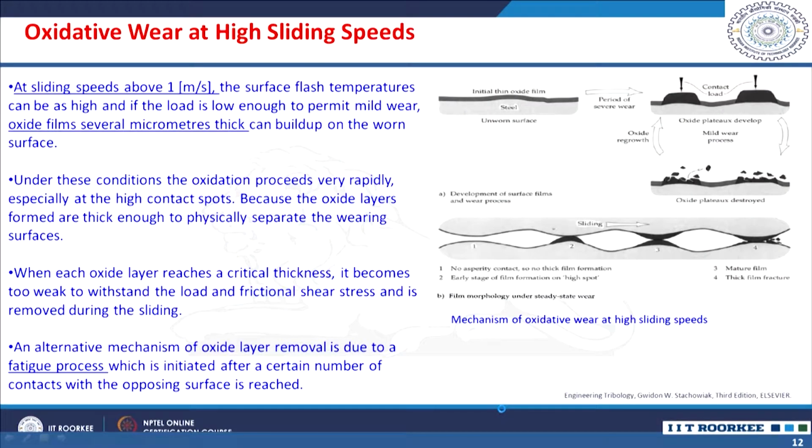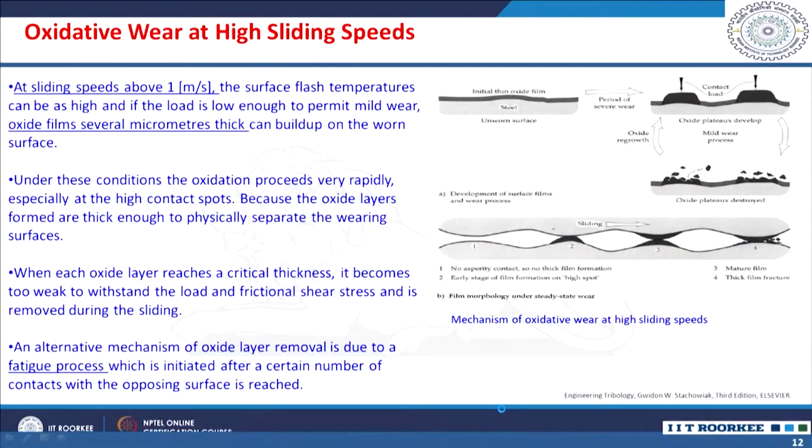With respect to sliding speeds, at sliding speeds above 1 meter per second, generally the surface flash temperatures can be high, and if the load is low enough to permit the mild wear, oxide films of several micrometer thickness can build up on the worn surface. Right. Under these conditions, oxidation proceeds very rapidly, especially at high contact spots.